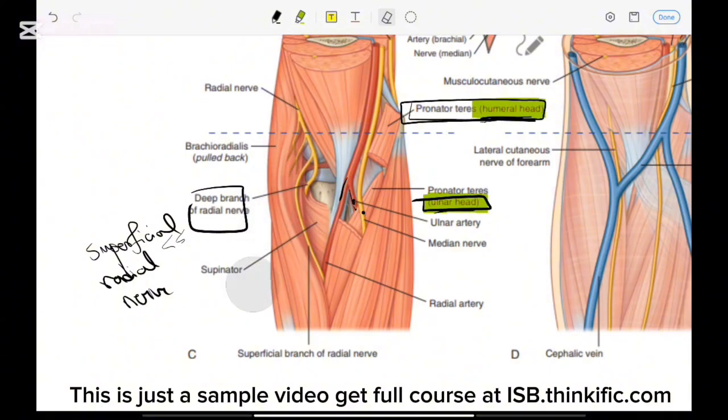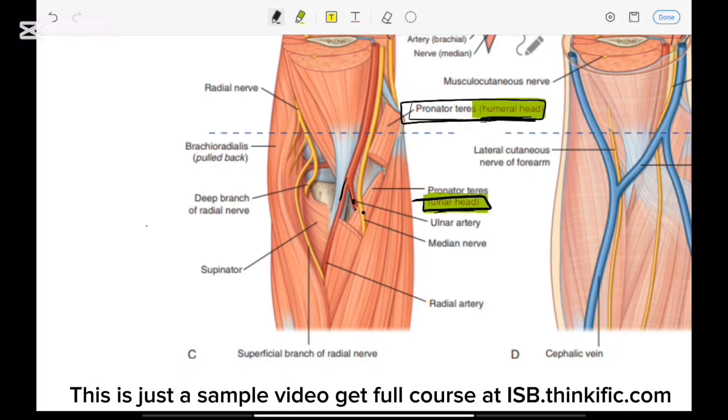I just wanted to show you what the radial nerve looks like at the level of the cubital fossa, which is not, of course, a content of the cubital fossa. You have to realize it's not a content of the cubital fossa. It is just under its lateral margin, which is the brachioradialis.